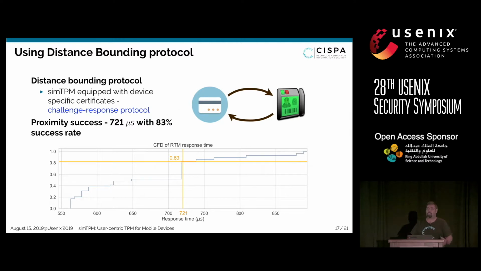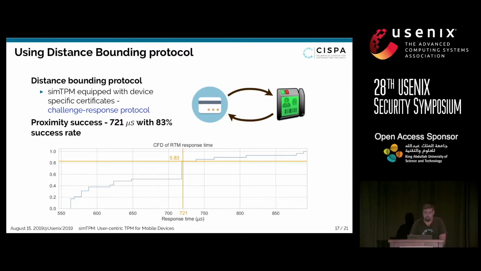We ran some experiments for our distance bounding protocol, and we ended up with a 721 microsecond threshold with an 83% success rate of successful boot. In a practical situation, for a practical attacker with a 50 Mbit relay network, the chance of breaking this protocol will be 0.1%. But in the end, this is a probabilistic game, so a more powerful attacker can increase the probability of defeating it.